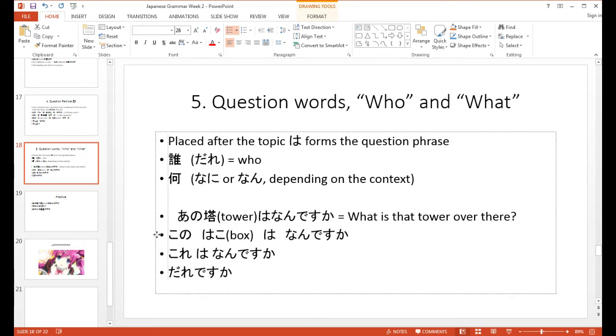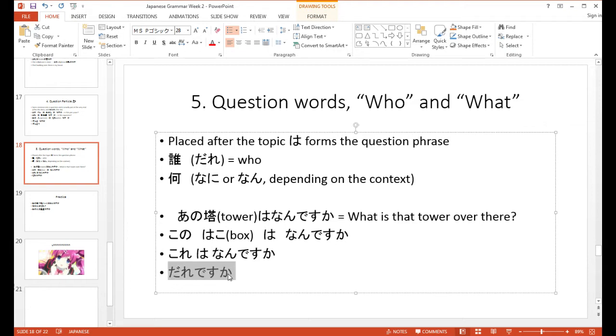Okay. Kono hako wa なんですか? Pretty straightforward, is it? I hope I'm not breezing through this too fast. I hope you guys aren't confused. What else can I explain here? It's pretty straightforward.